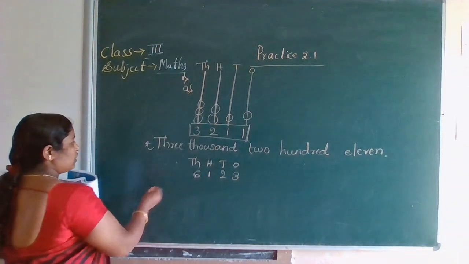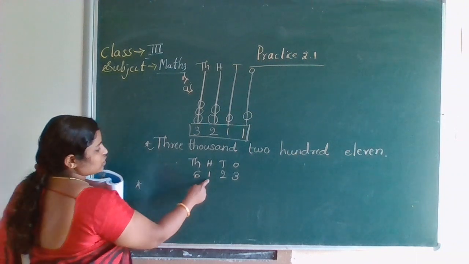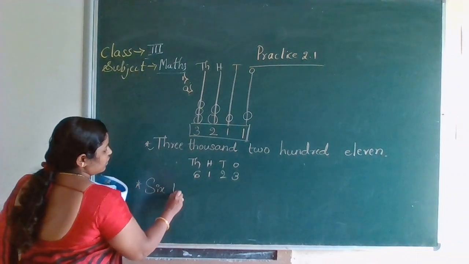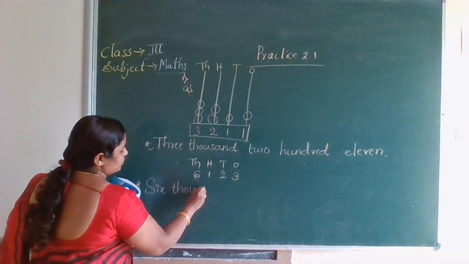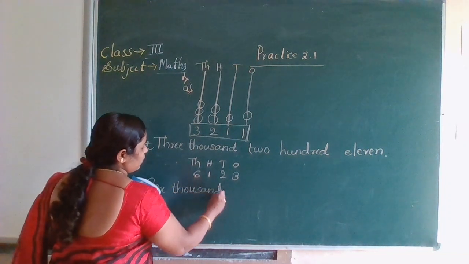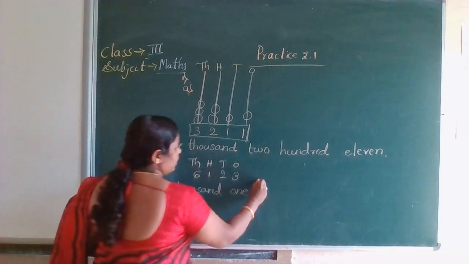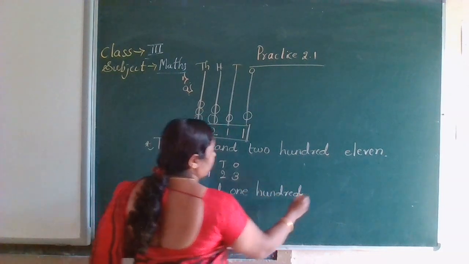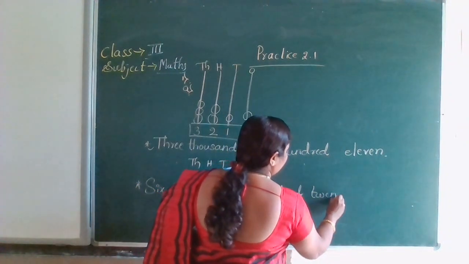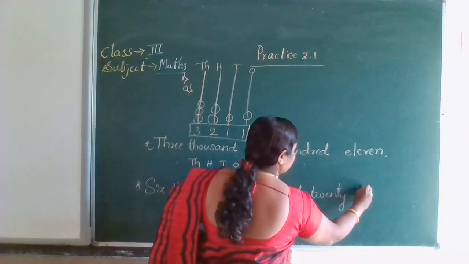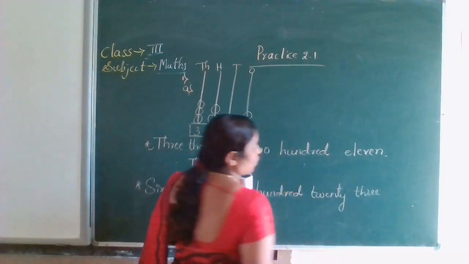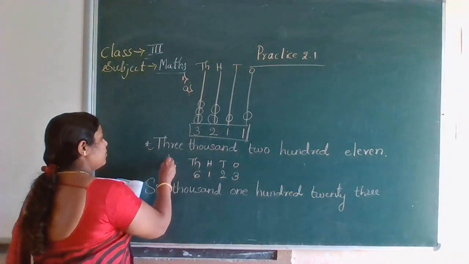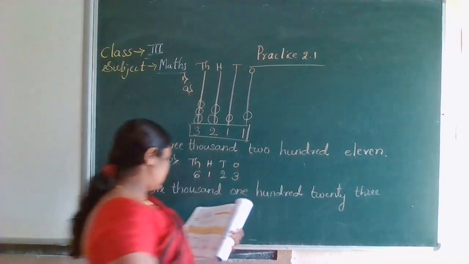Okay? Now the number name for 6123. First letter capital. Six thousand, one hundred twenty-three. Okay, this is the numeral for B. This is B. Next, C.